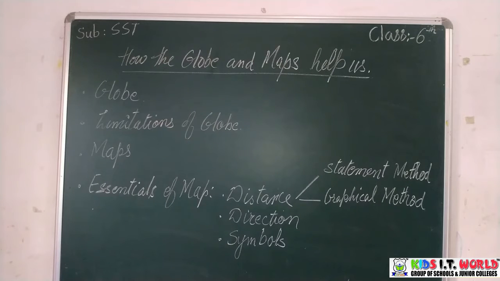So the first is distance. We know that the distance on the earth are very great. We cannot depict the actual distance on a map drawn on limited sheet of paper. To overcome this difficulty, we need to proportionally reduce distances of the ground while depicting them on the paper. This can easily be done with the help of a scale.